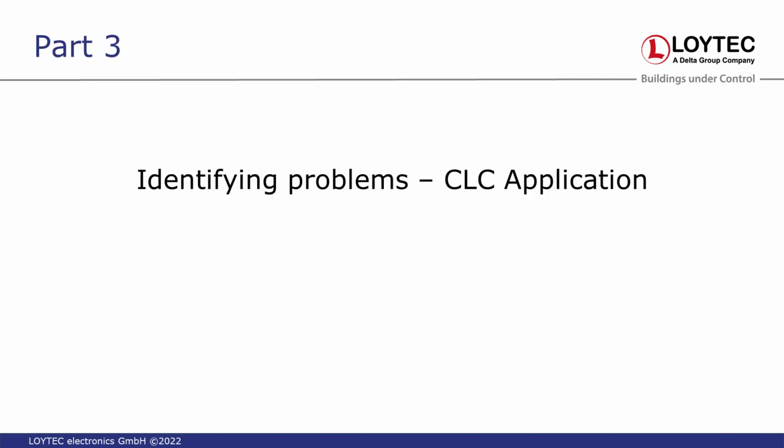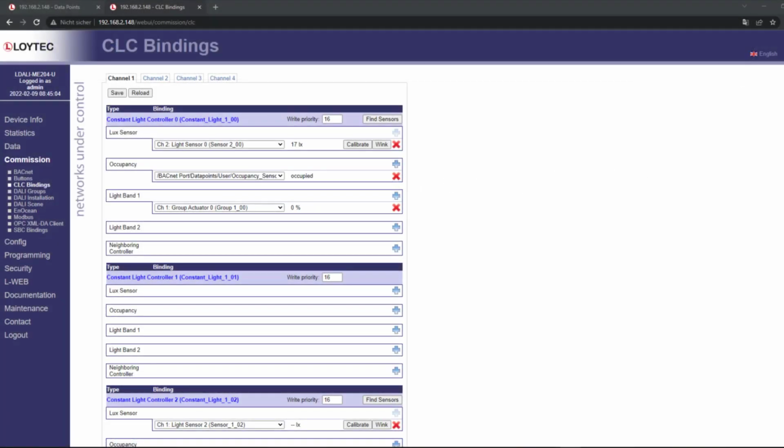Part 3. Identifying problems within the CLC application using our analysis tools. For this example, we have a CLC binding, as seen here, and we're seeing that the occupancy sensor is reporting occupied, even though the light is still off, as seen here in the group level of 0%.